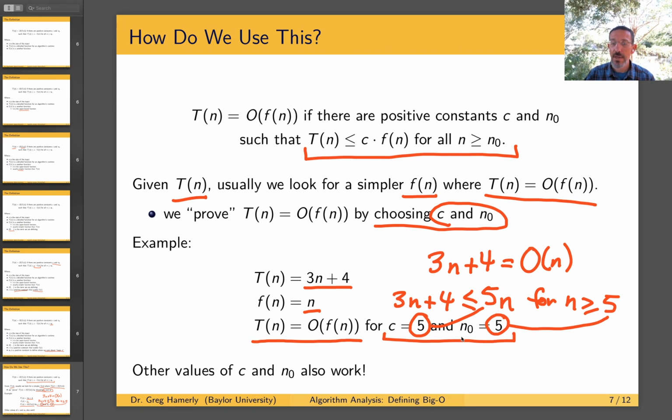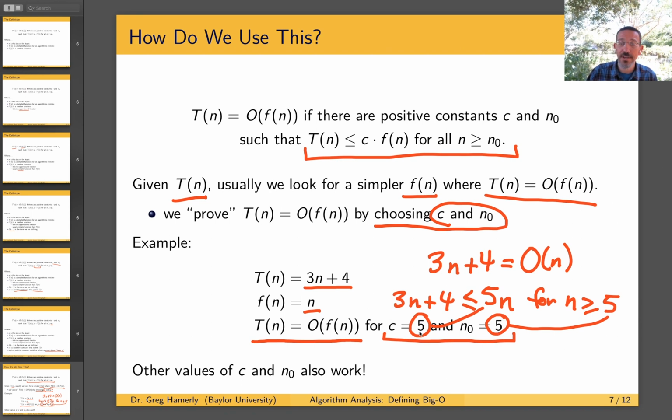And if we think about the value of n naught, what do we have here? We have 15 plus 4 is 19 versus 25, right? 25 is larger than 19. And as n grows beyond that, 3n plus 4 will still be less than or equal to 5n for any larger values of n. Now, I just chose these values of c and n naught to illustrate this. If I had doubled these, if I had chosen c of 10 and n naught of 10, that also would have worked.